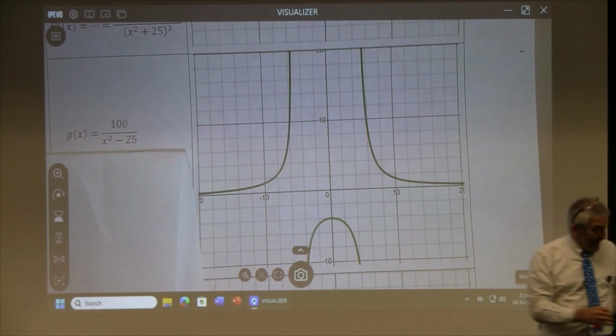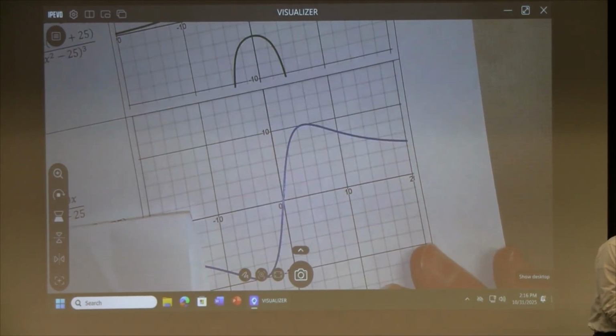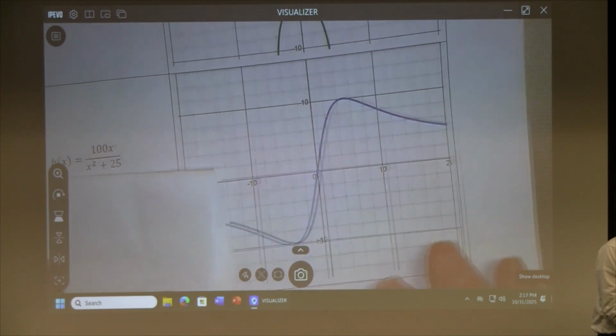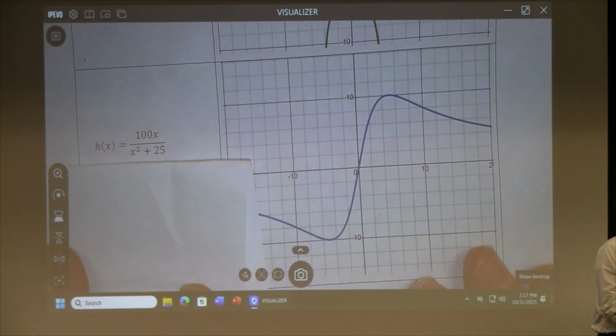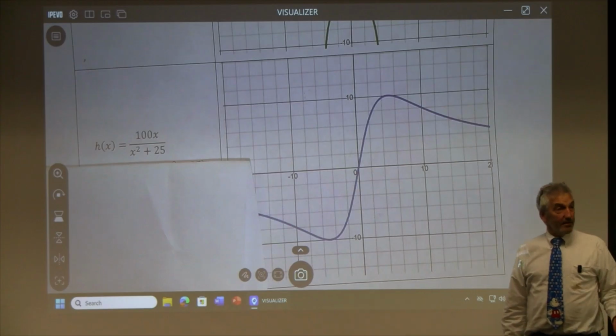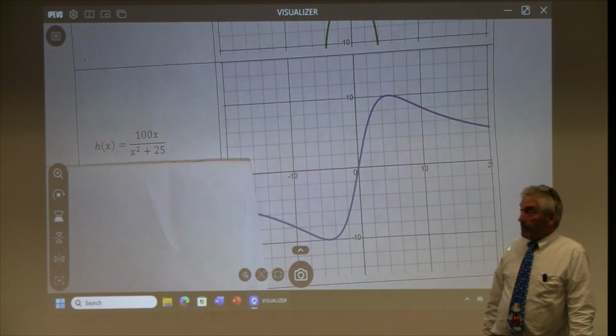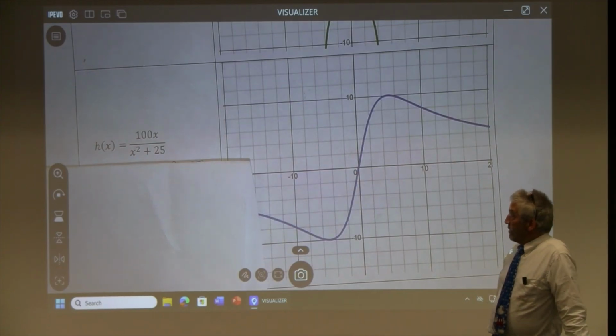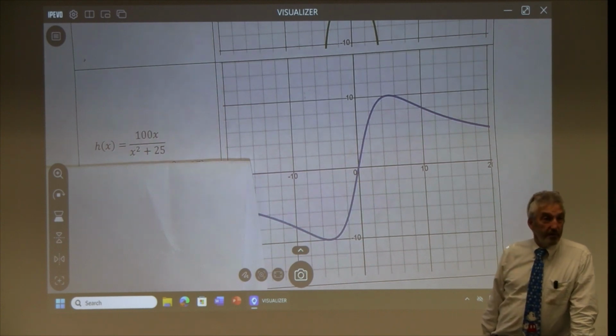All right, let's go down and look at h of x. Look, now we're back to having a function that has an x squared plus 25 in the denominator. So no discontinuities. So no vertical asymptotes. What's the y-intercept?